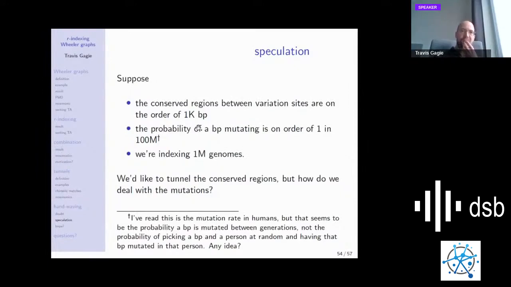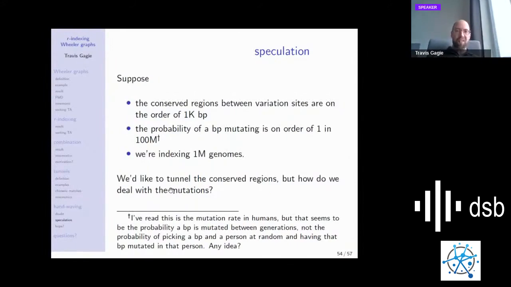So I was thinking, suppose the conserved regions between variation sites are on the order of 1,000 base pairs, and the probability of a base pair mutating is on the order of 1 in 100 million. So I'm not sure about that. So you can read the footnote. I think the probability might actually be higher than that. And suppose we're indexing 1 million genomes. So this is pure speculation.